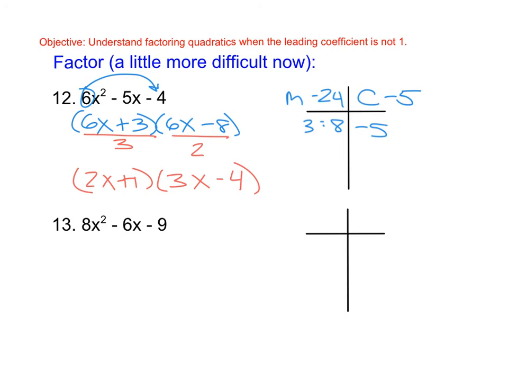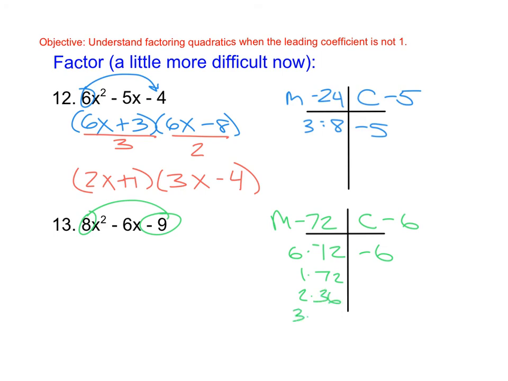And then the last one. 8 times negative 9 is negative 72. That is 6 and 12. Now, if you get stuck with that, remember, start with 1, work your way up. 1 times 72, 2 times 36, 3 times 24, 4 times 18, 6 and 12, and then 8 and 9. 72 does have a lot of terms.